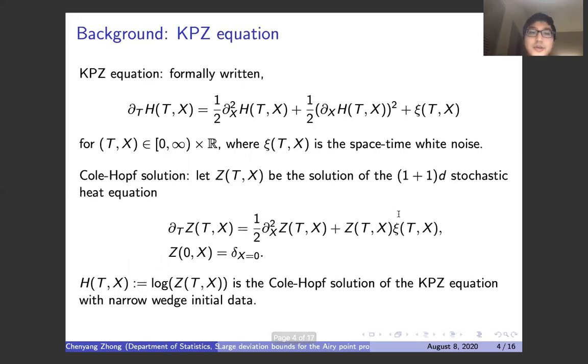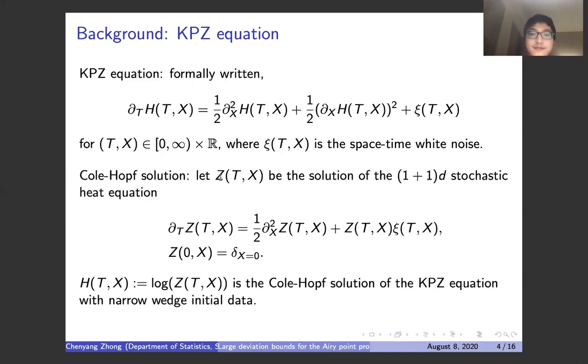So here is a background slide on the KPZ equation. The KPZ equation is an equation which can be formally written in this form. So it is a stochastic PDE with the ξ, which is the space-time white noise. A rigorous way to define a solution to the KPZ equation is through the Cole-Hopf solution.